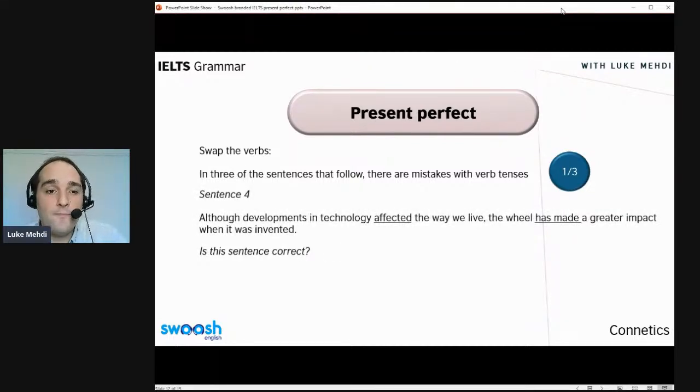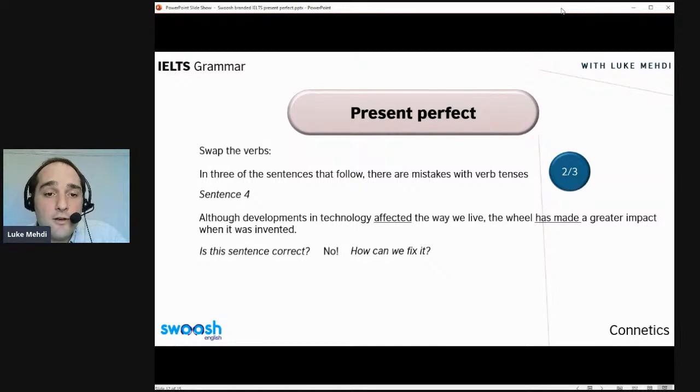So sentence number 4. Although developments in technology affected the way we live, the wheel has made a greater impact when it was invented. What do we think, guys? Is this correct? Yes or no? Any ideas? Who thinks this sentence here is correct? In fact, it is not correct. So that is the second mistake. How can we fix it?